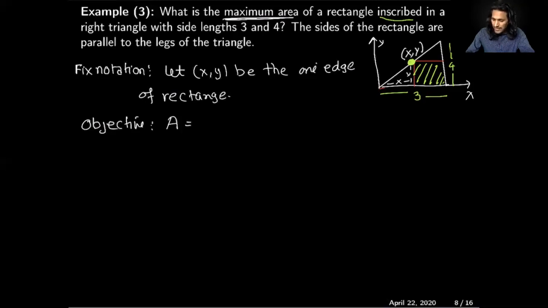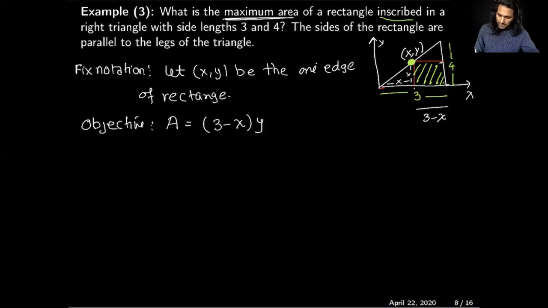If this is x and this total is 3 units, then from here to here will be 3 minus x. This is a y component, so this is y units. So my area will be (3 minus x) times y. That will be the area, my objective function.